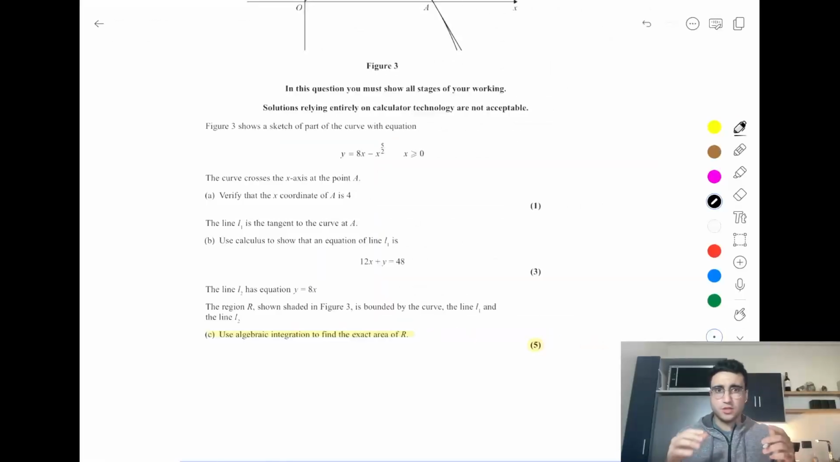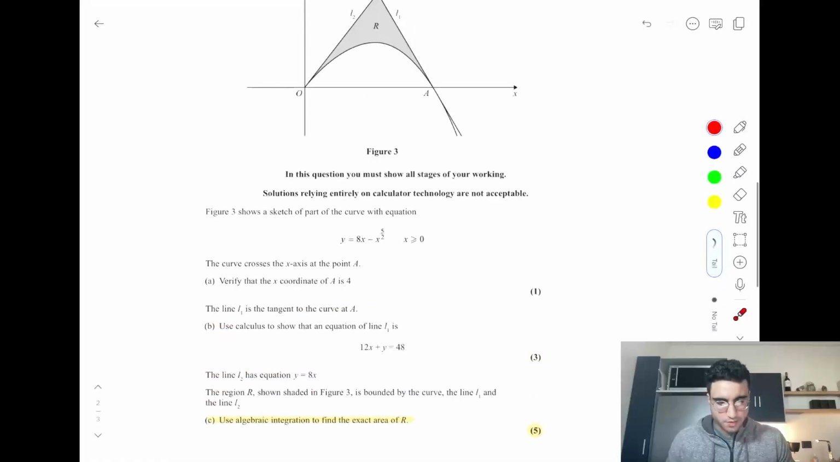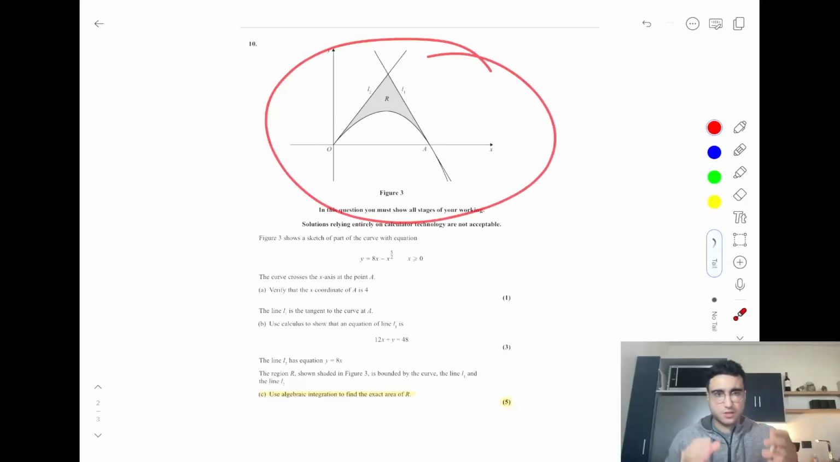Alright guys, so here we are in the weeds doing this question. So what we've got here is this diagram.